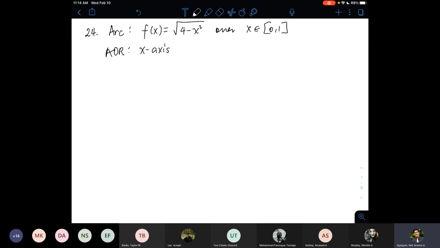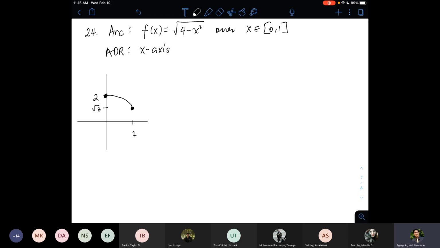Okay, so let's see this one. Again, if you want to see a picture of this function, the full graph is a circle, or this would be the upper semicircle with radius 2 centered at the origin. When x is equal to 0, we'll have y equals 2. When x is equal to 1, then y is equal to root 3. Say root 3 is over there.